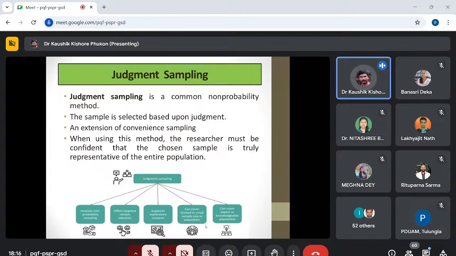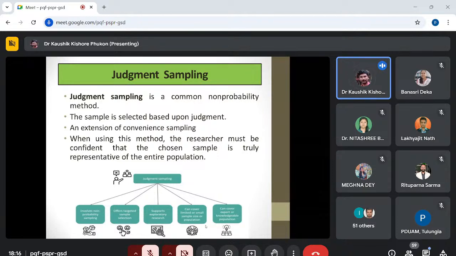You cannot say that both are the same from any angle. When using this method, the researcher must be confident that the chosen sample is truly representative of the entire population. I have listed a few characteristics of this judgment sampling also.